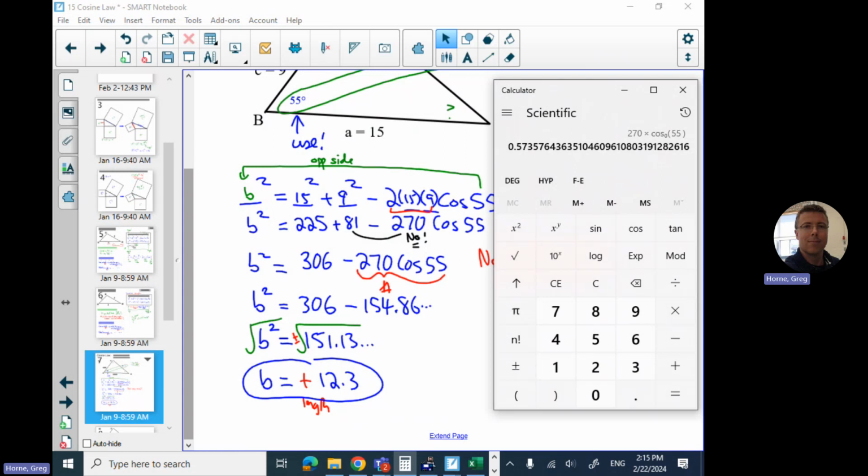Now this number here, the 0.57, is just the actual cos, which is kind of misleading. But when you hit enter, it's actually going to multiply the 270 times that number. So that's the 154. I could use the answer button on this, or I could hit M plus, and that stores that number in memory. Then I could do 306, take away memory recall, and hit enter, and that did the subtraction for me without having to write down a bunch of numbers. It's keeping a couple extra decimals for you.